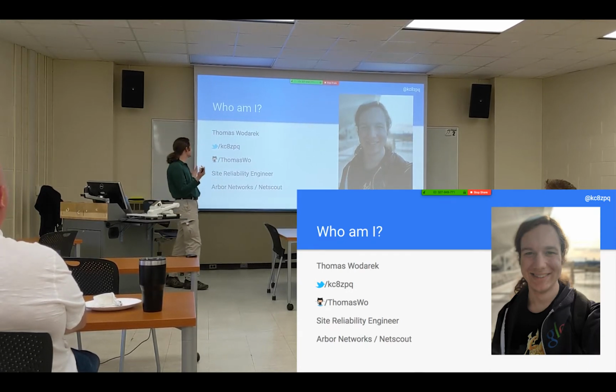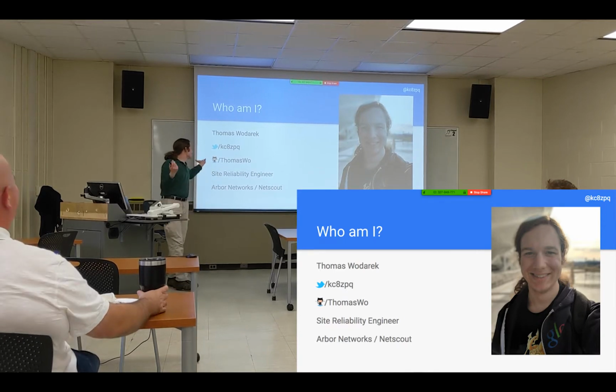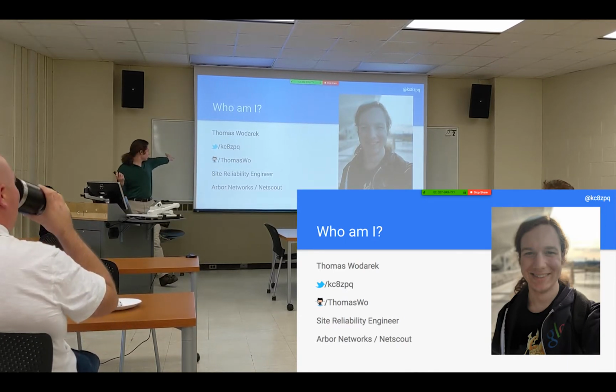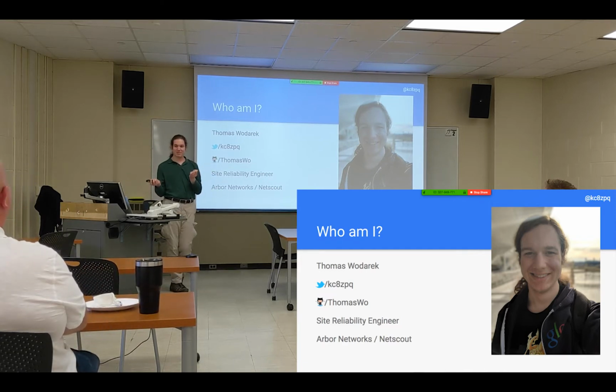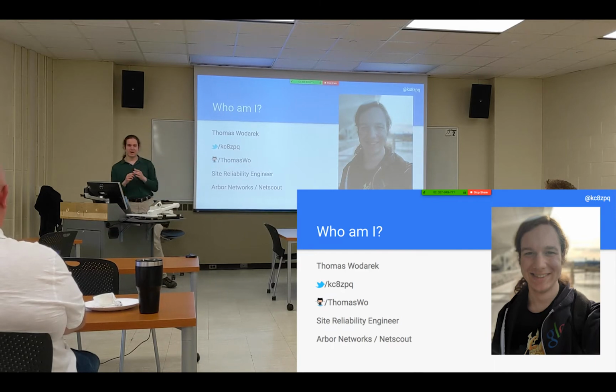All right, so now that I sort of know who you are, we've got students, engineers, now who am I? I'm Thomas, KCCPU on Twitter, Thomas Well on GitHub. I'm an SRE. I don't work for Google, used to. But I work for Arbor Networks, aka NetScout, out of Ann Arbor right now. I mean, okay, I live and work in Grand Rapids. The office is in Ann Arbor. Split the difference for here.